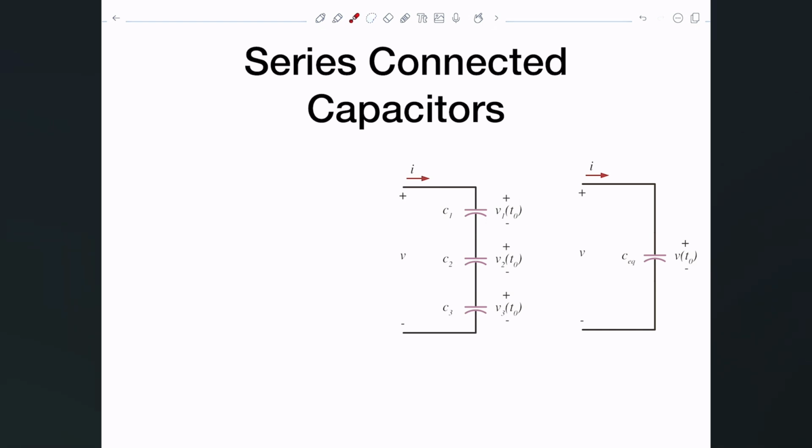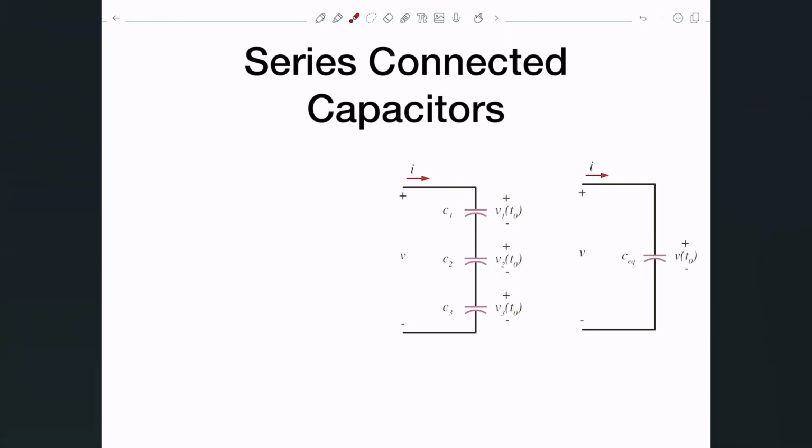And just as a quick reminder, in series meaning a couple capacitors share one node, and this node is not shared by anybody else. So this capacitor and this capacitor share this node. This capacitor and this capacitor share this node, and these three capacitors are in series. And of course, if they are in series, they do share the same current, but each one of them will have its own voltage, and that's what you see in here.